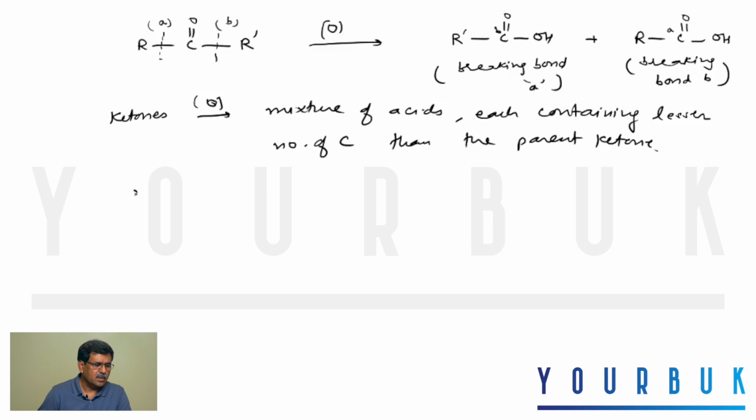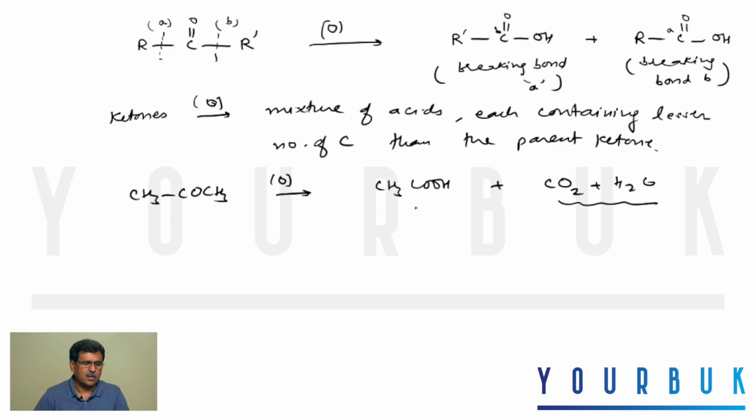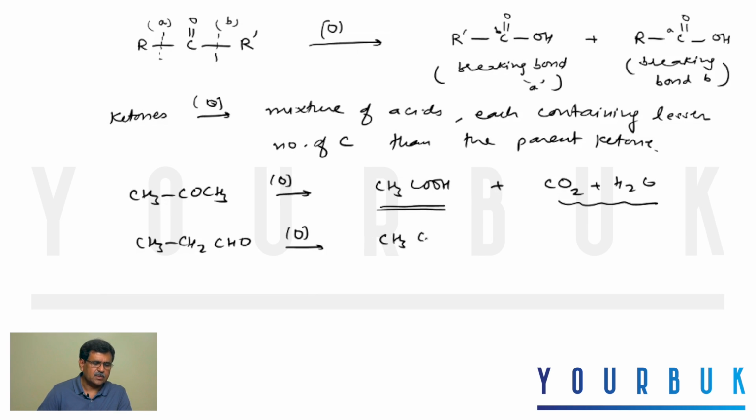For example, if we oxidize acetone, on vigorous oxidation it gives acetic acid with one carbon less, and the one carbon is lost in the form of carbon dioxide gas and water. So there is a loss of one carbon, and this is a major product called acetic acid. On the other hand, if you are oxidizing propanal, which is an isomer of propanone, it gives an acid with the same number of carbons, called propanoic acid. So in this case, the number of carbons remains the same.